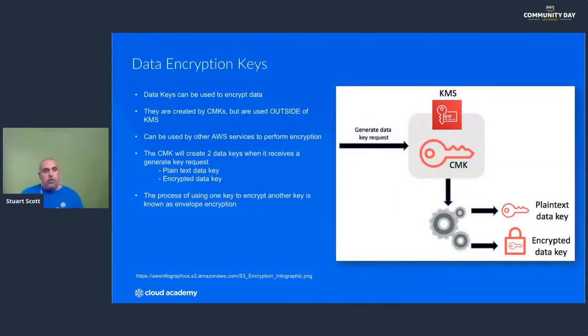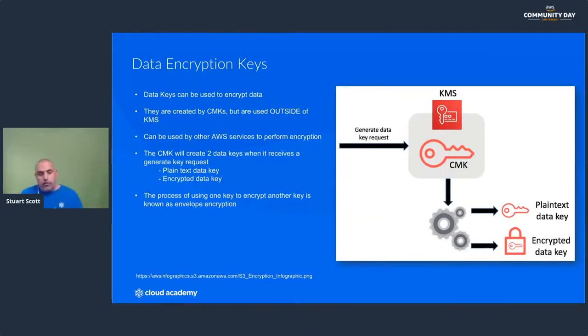So let's now look at data encryption keys. Data encryption keys are created by CMKs, like I mentioned earlier. However, they are used outside of KMS to perform encryption against your data, either in your own applications or by other AWS services. So when a request to generate a data key is received by KMS, the associated CMK in the request will create two identical encryption keys. One of these will be a plaintext key and the other will be an encrypted key.